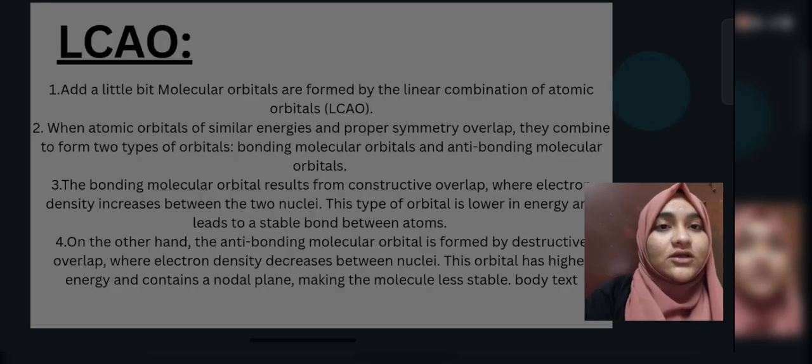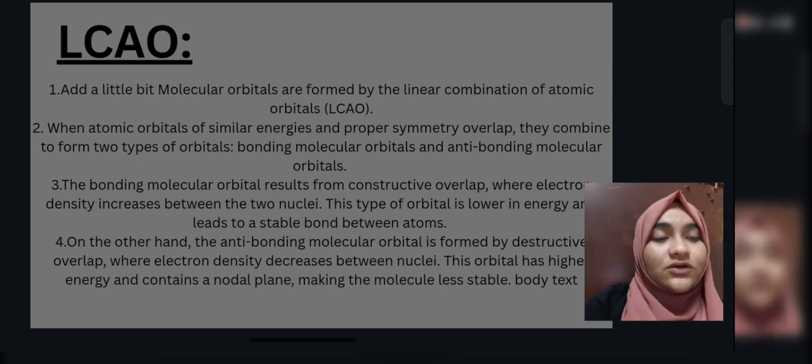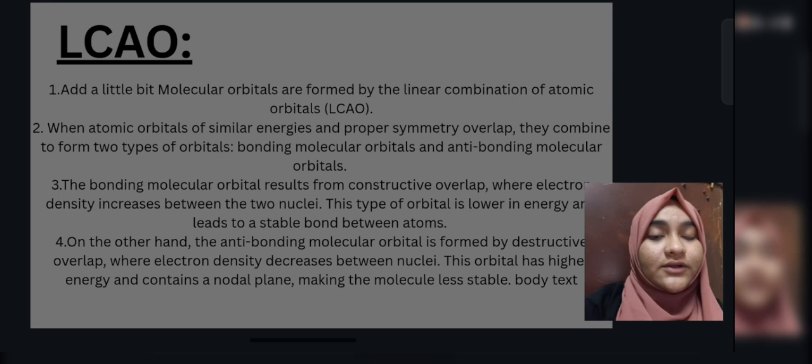Then LCAO, which stands for linear combination of atomic orbitals. Molecular orbitals are formed by linear combination of the atomic orbitals. When atomic orbitals of similar energies and proper symmetry overlap, they combine to form two types of orbitals: bonding molecular orbital and anti-bonding molecular orbital.